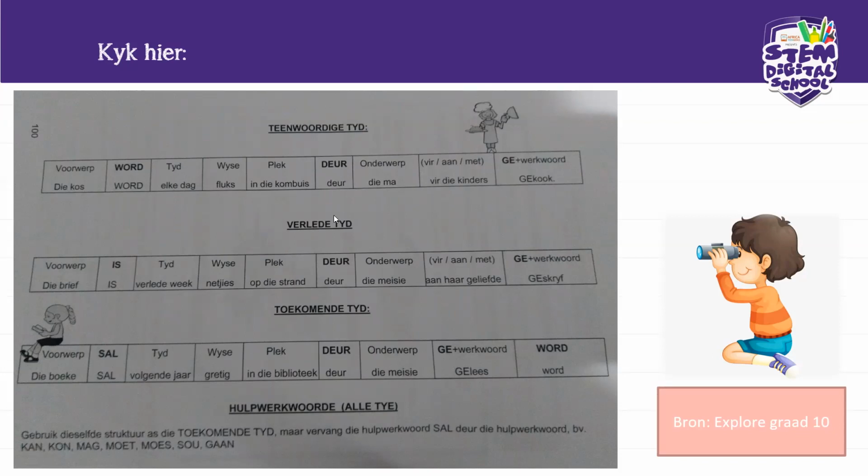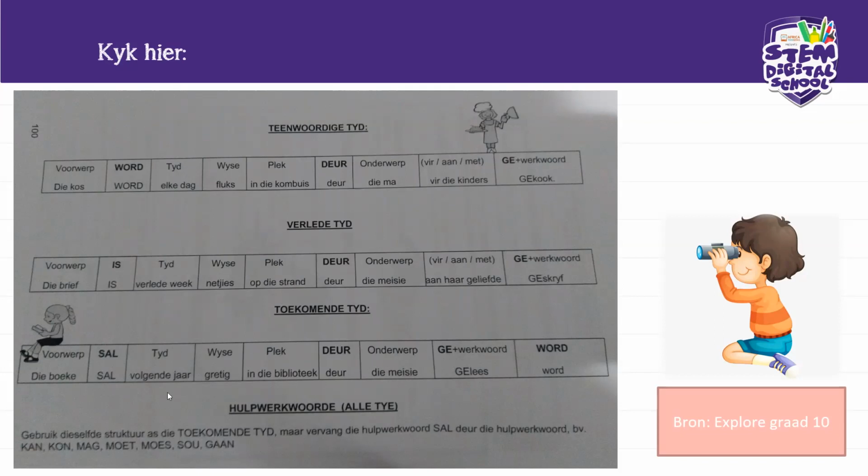Then the verlede tyd, then I'm going to use the words is en deur. Die brief is verlede week netjies op die strand deur die meisie aan haar geliefde geskryf. You'll see that the last verbs in the teenwoordige en verlede tyd, I've got a GE in front of the verb. The reason for that is, with the teenwoordige tyd, we use the words word and deur, and then we use the GE in front of the verb. Verlede tyd, we use is, deur, and the GE in front of the verb.